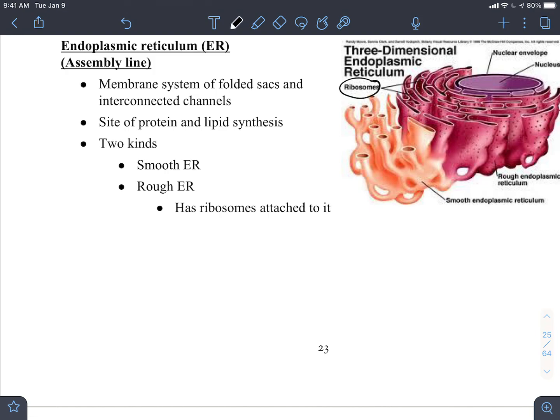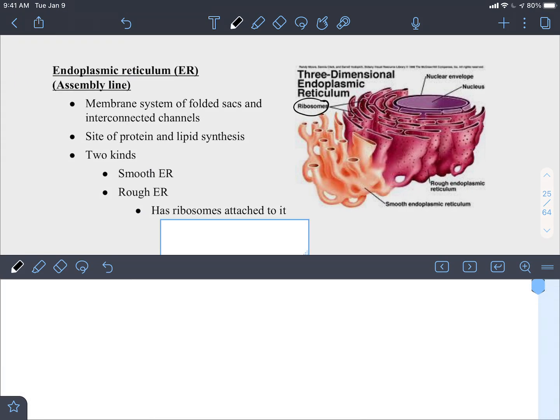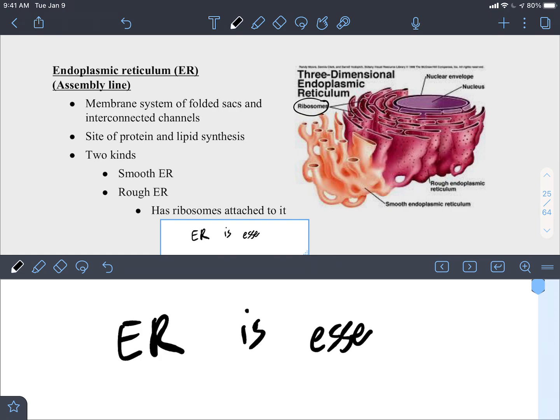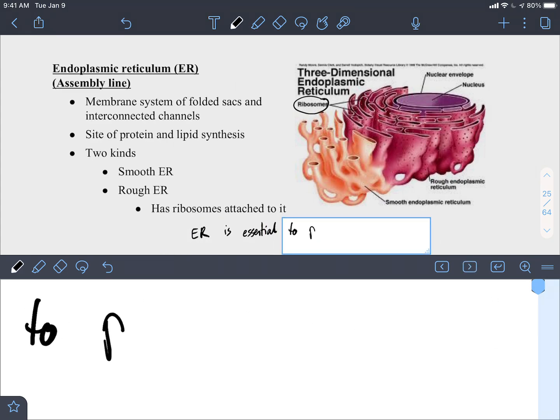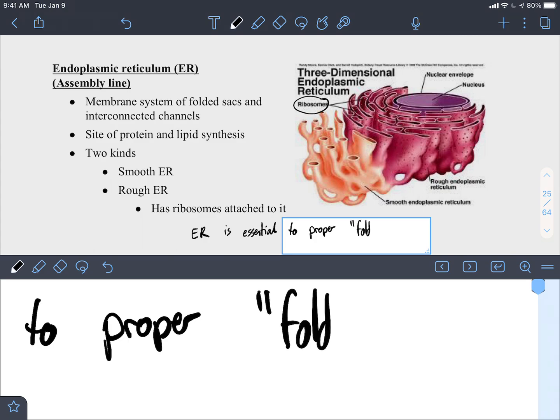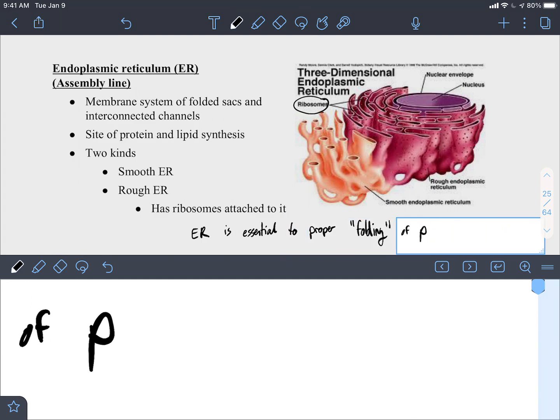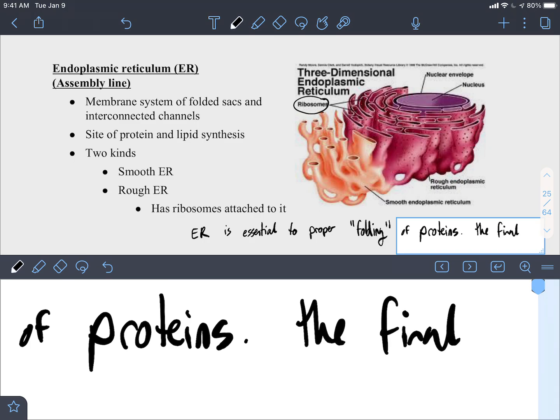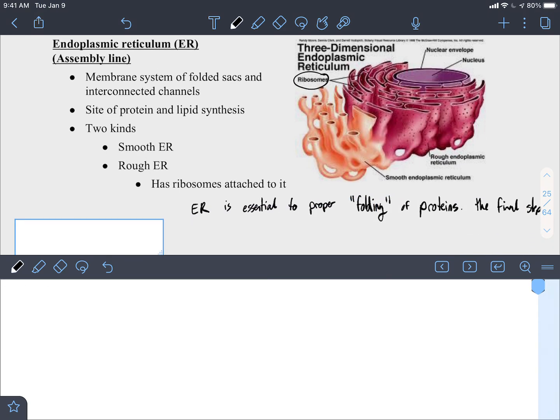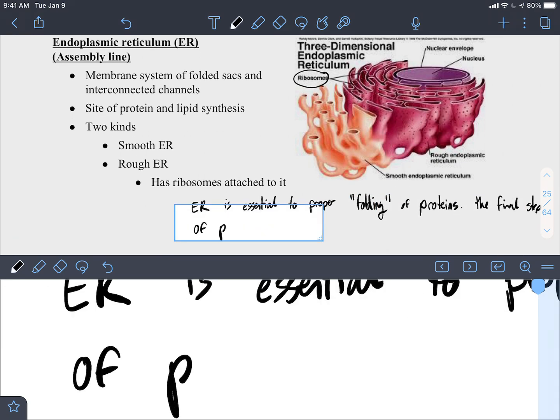So it is important for folding. We're going to call this, so the ER is essential to proper folding of proteins. The final step of protein synthesis.